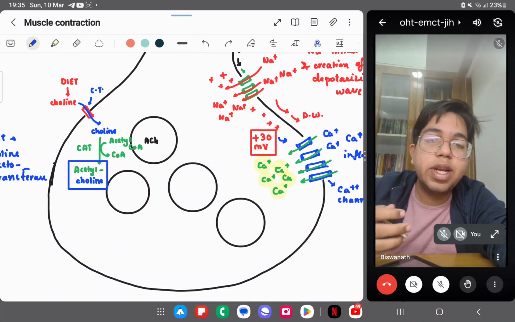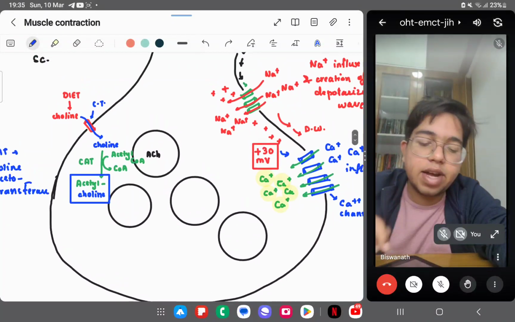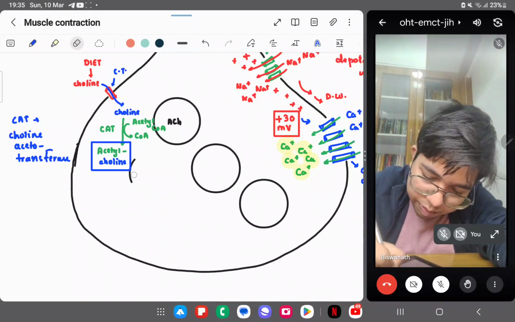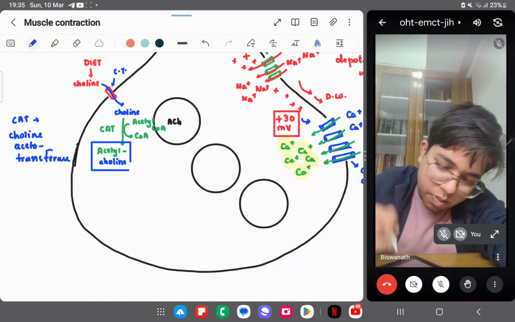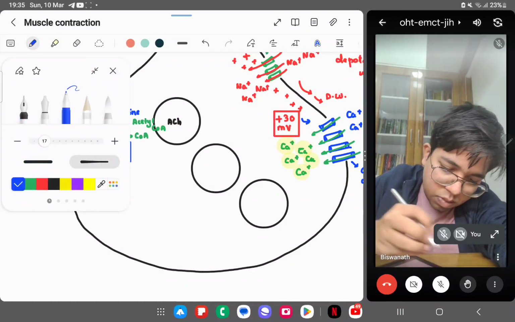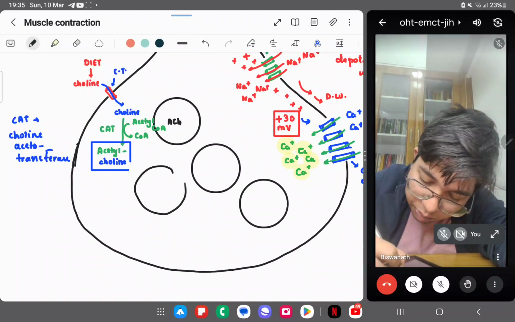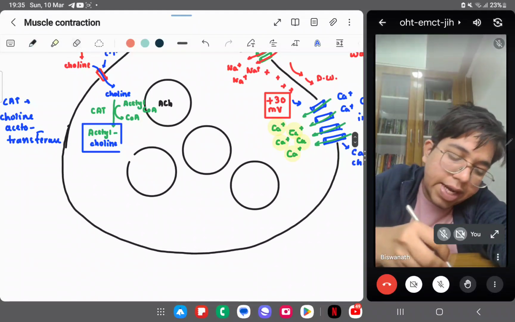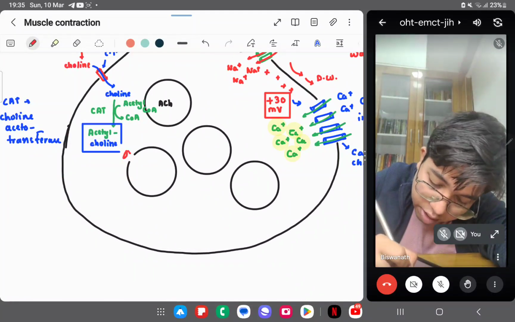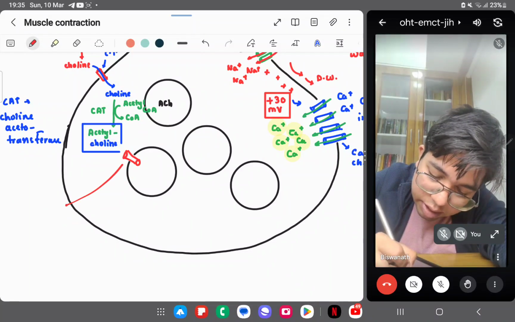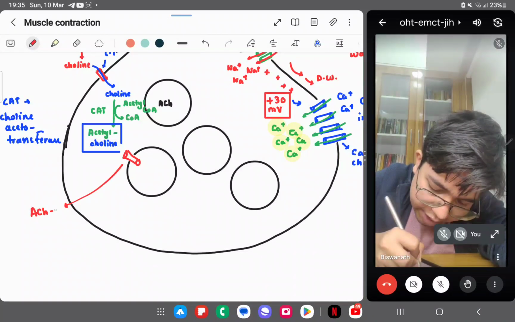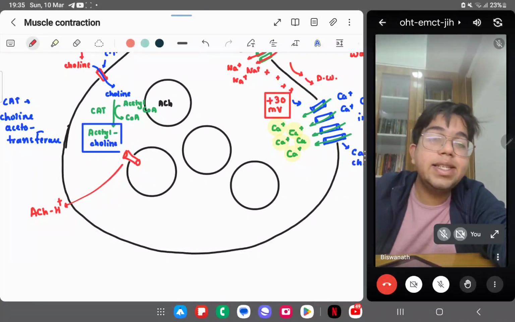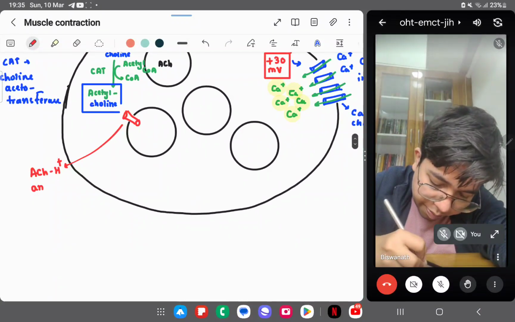This acetylcholine is taken up via a transporter in the vesicle itself. If you want to know, this is a vesicle, right? There is a transporter, the ACh H plus transporter. Here is the transporter, ACh H plus antiporter.